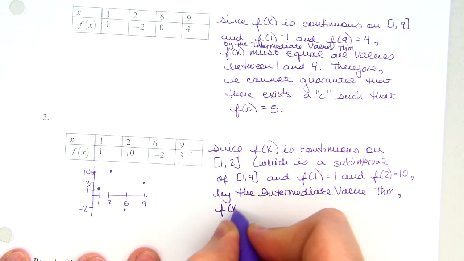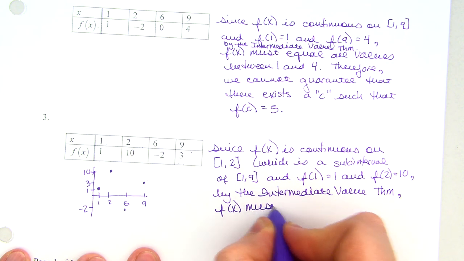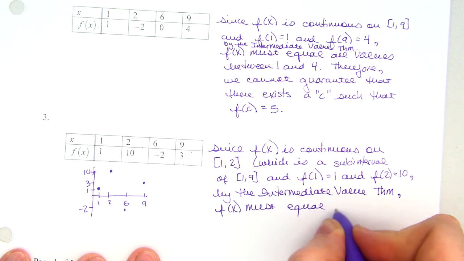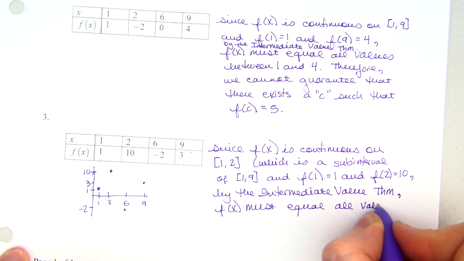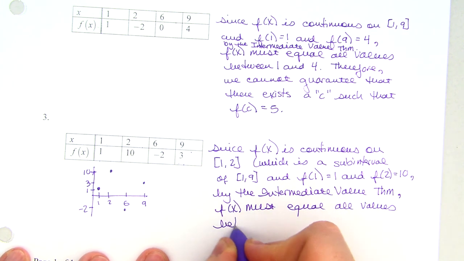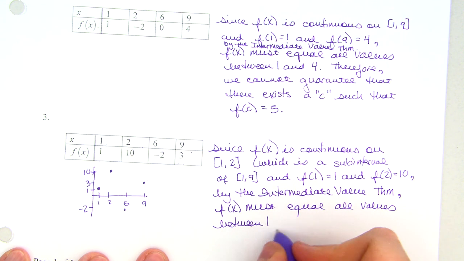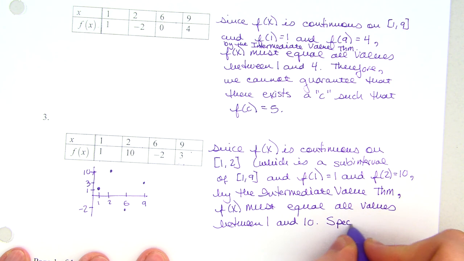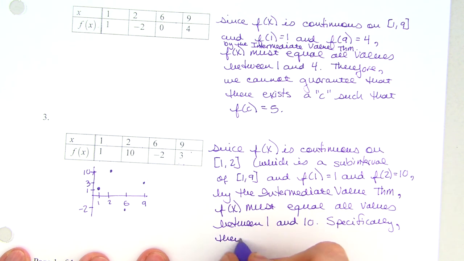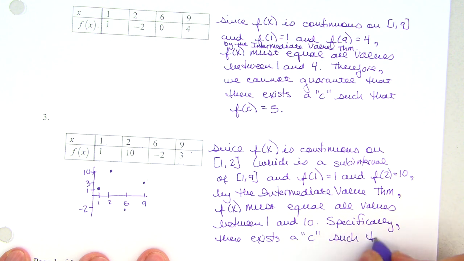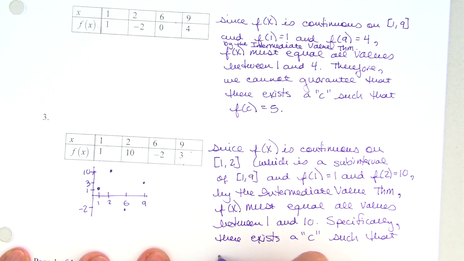f of x must equal all values between 1 and 10. Specifically, there exists a C such that, I hope I'm still on the screen, I am still on the screen, that f of c equals 5.